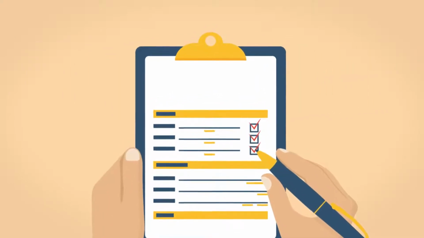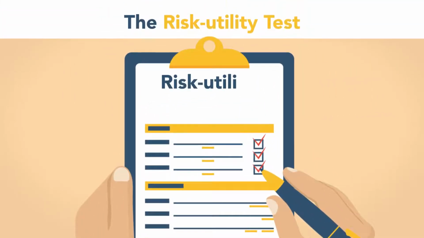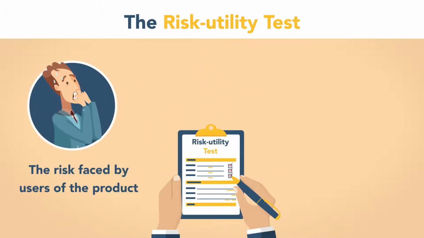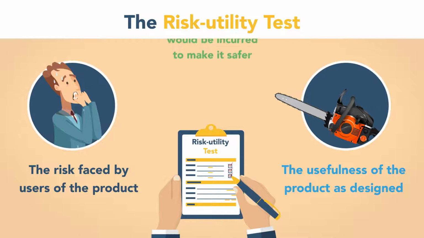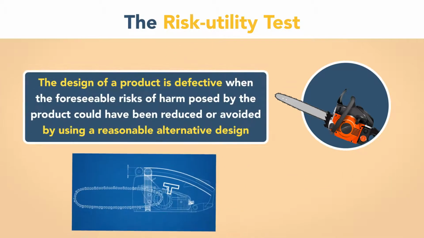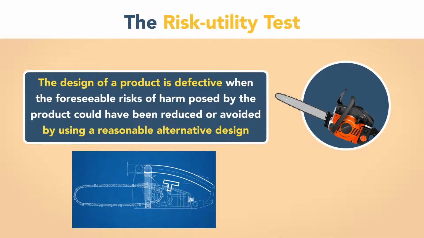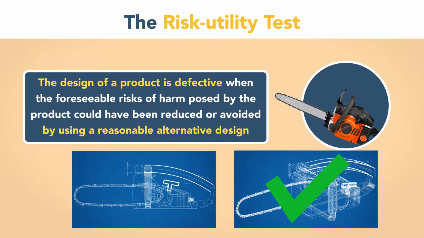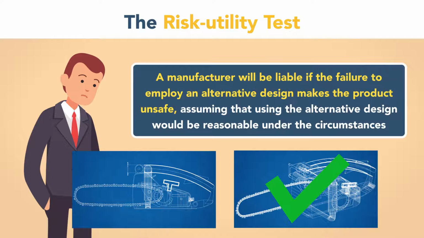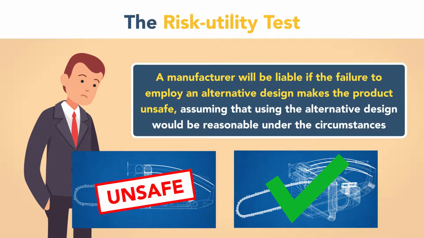One important approach to addressing design defects is called the risk utility test. This test balances the risk faced by users of the product against the usefulness of the product as designed, as well as the cost that would be incurred to make it safer. Under the test, the design of a product is defective when the foreseeable risks of harm posed by the product could have been reduced or avoided by using a reasonable alternative design. A manufacturer will be liable if the failure to employ an alternative design makes the product unsafe, assuming that using the alternative design would be reasonable under the circumstances.